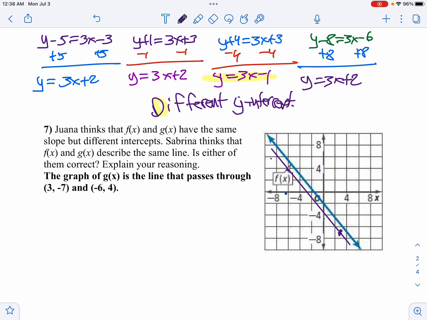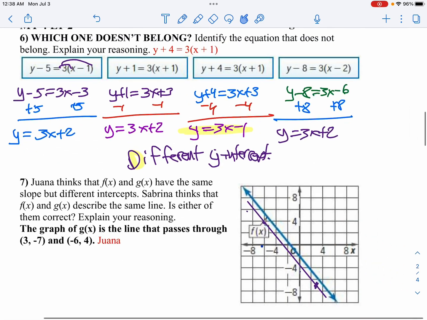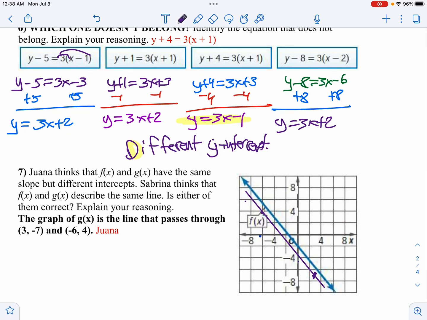So I do believe Juana is correct on this problem because they appear to be parallel. We can't tell for sure unless we would go and calculate those out, but they appear to be parallel. I think we'll go with that one.